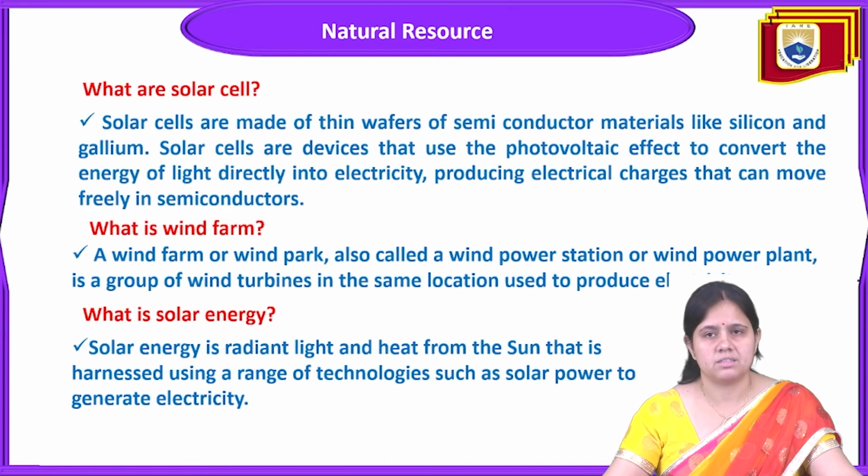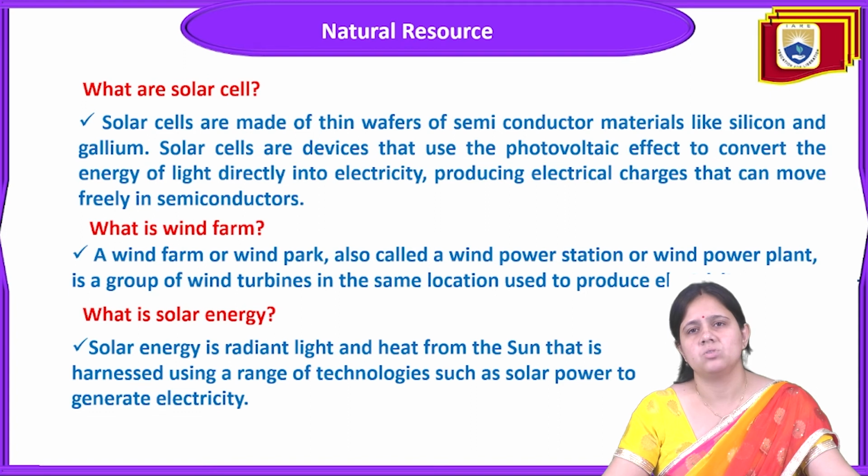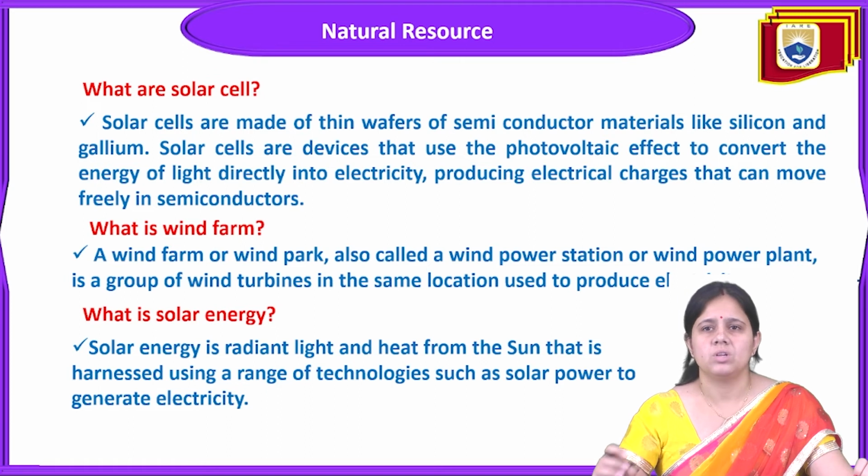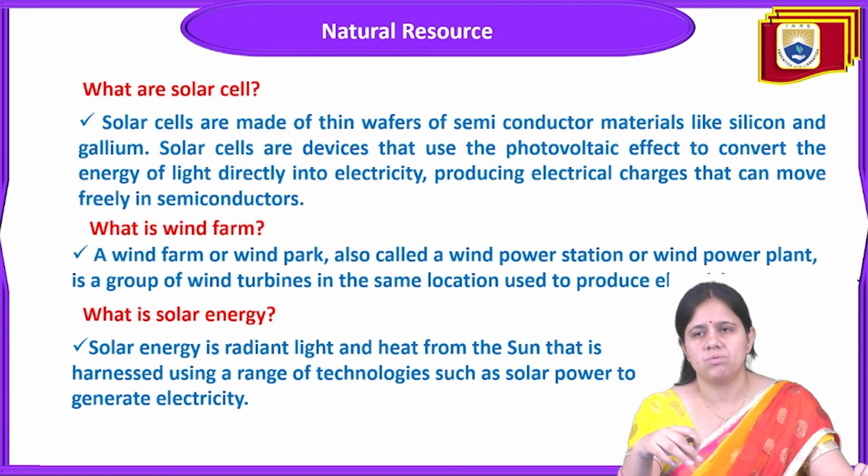Now comes the next definition, which is related to the solar cell. What is a solar cell? How can we define the solar cell? Solar cells are made of thin wafers of semiconductor material like silicon and gallium. Solar cells are devices that use the photovoltaic effect to convert the energy of sunlight directly into electricity, producing electrical charges that can move freely in a semiconductor.